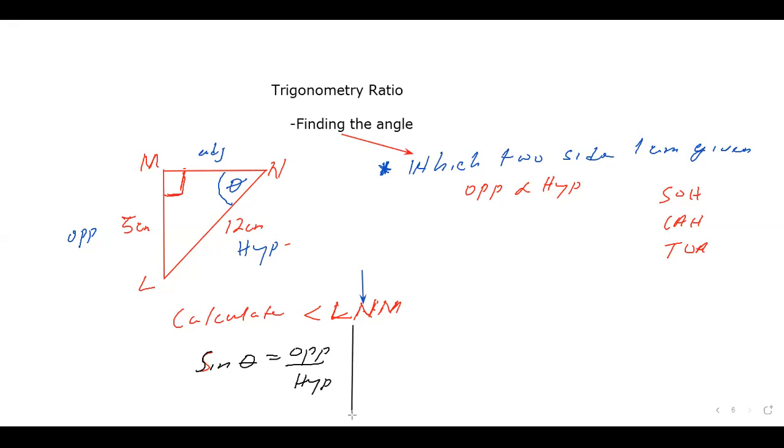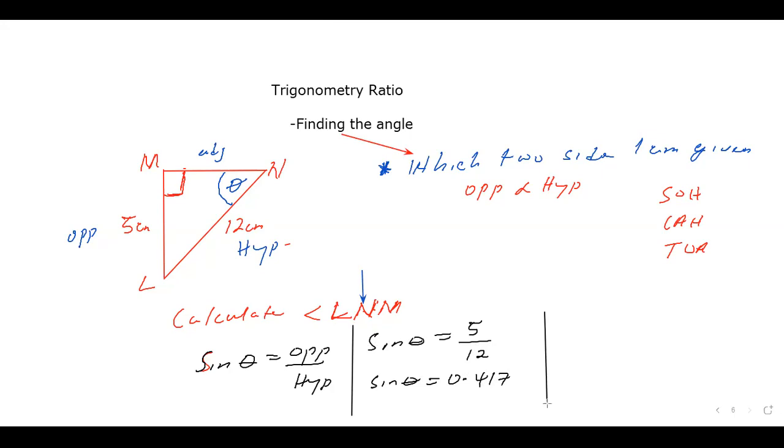So we are going to substitute the values now. Sine theta, wherever you have opposite, you put 5 over 12. Now, can somebody work it out for me? What is 5 over 12 in decimal? Give me 3 decimal places, please. 0.417. All right.